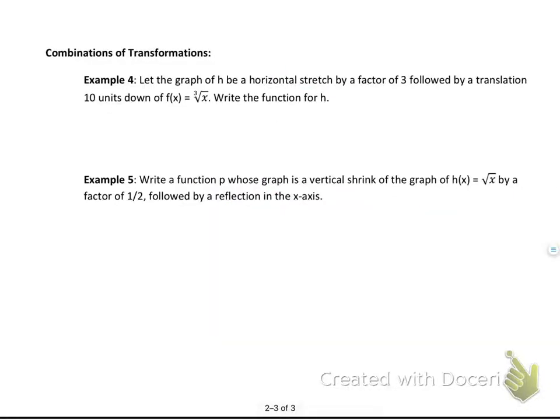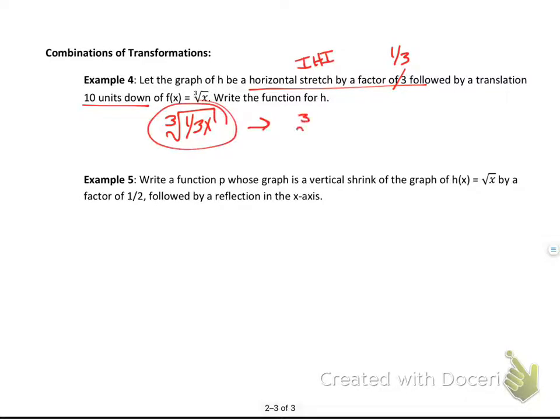Now we have multiple things happening at the same time, right? So we have to do things one at a time. First, we do our horizontal stretch by a factor of 3. Well, the horizontal stretch, that means it goes inside, right, I high. So that 3 becomes a 1/3. It's a stretch, so it's multiplied. So it's the cube root of 1/3 x, followed by a translation 10 units down, which means we're going to take this, write it again. So we have the cube root. I should pay more attention to how I write this. Make sure that the x is not in the denominator. 1/3 x, and then minus 10, because it's moving down 10.